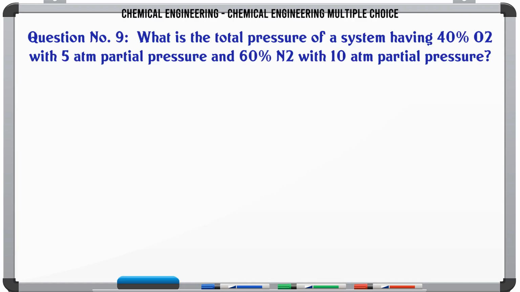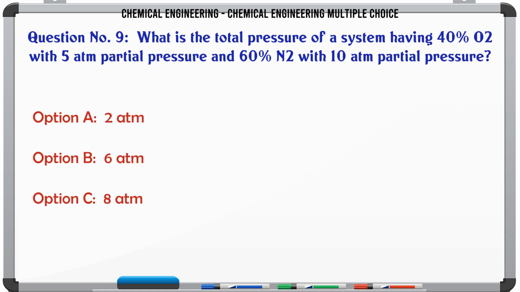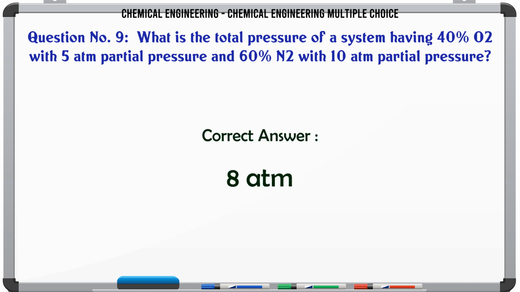What is the total pressure of a system having 40 O2 with 5 atm partial pressure and 60 N2 with 10 atm partial pressure? A 2 atm, B 6 atm, C 8 atm, D 10 atm. The correct answer is 8 atm.